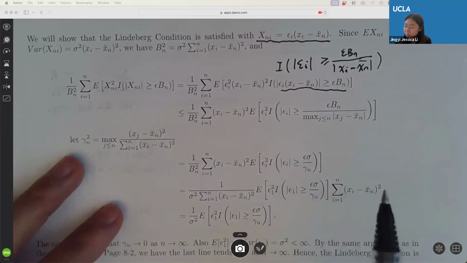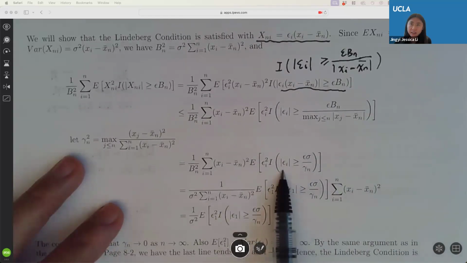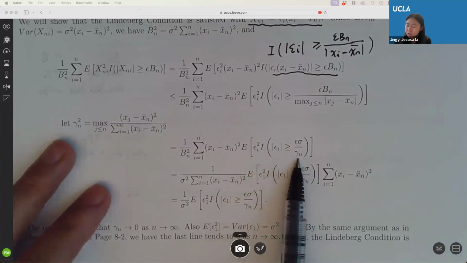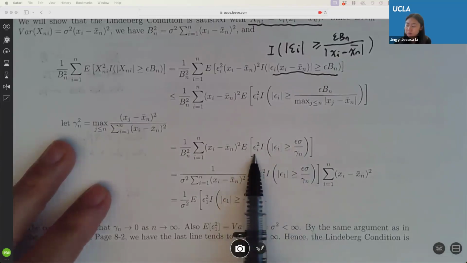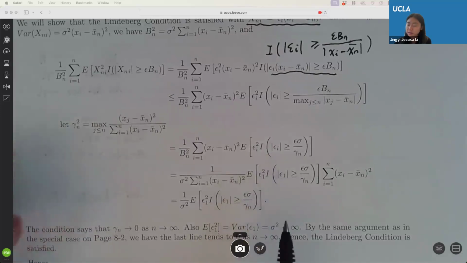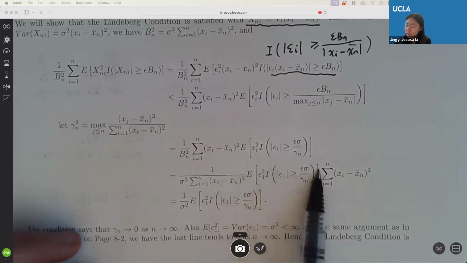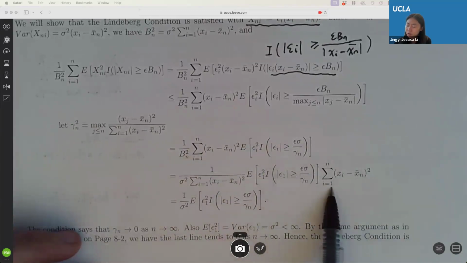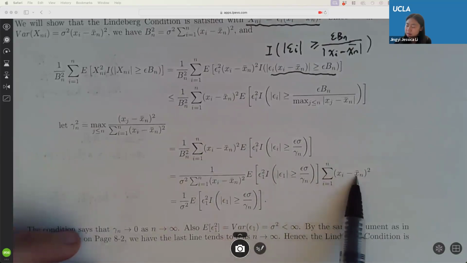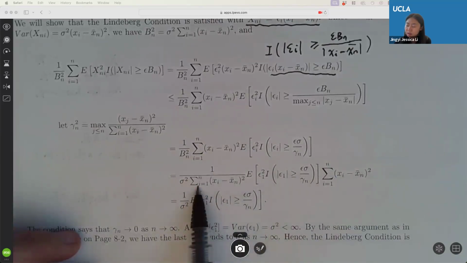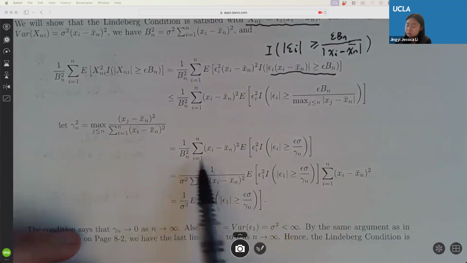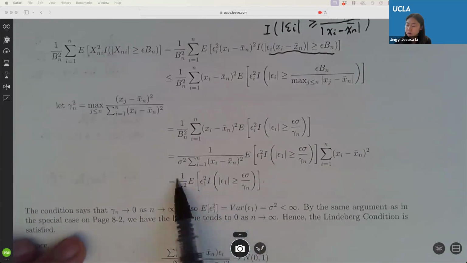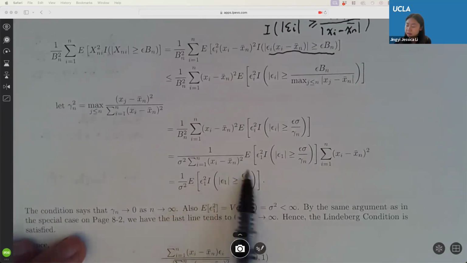As I said, the epsilon i's are IID. This is the fact we used before. So now the indicator function bounding is not specific to i. Then we can replace epsilon i by epsilon 1, and we can get this expectation out of the sum. Then we just have the sum of (xi minus x n bar) squared. We also have the same sum in Bn squared, so we have cancellation. This is very similar to the first example. Then 1 over sigma squared and the expectation.